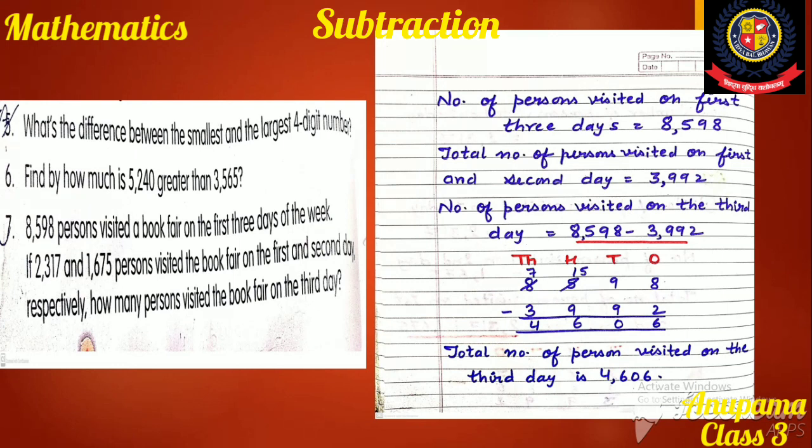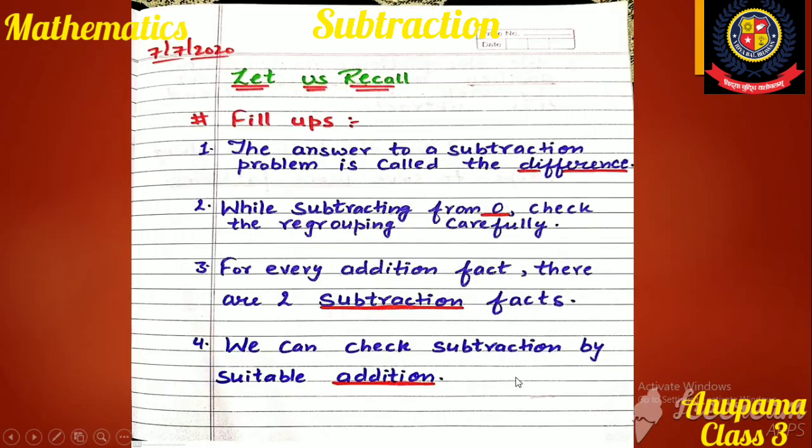We have completed here exercise 3.7. Now we will do let us recall points. It is given on same page number 56. We will write here in pointers form. Okay. So write down firstly date, today's date. Let us recall pointers. So the answer to a subtraction problem is called the difference. Okay. While subtracting from 0, check the regrouping carefully.